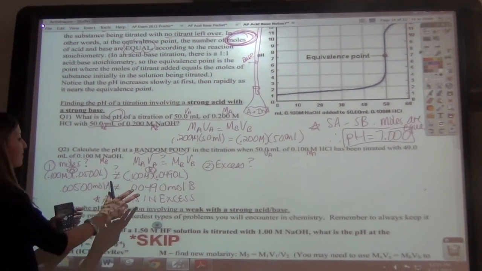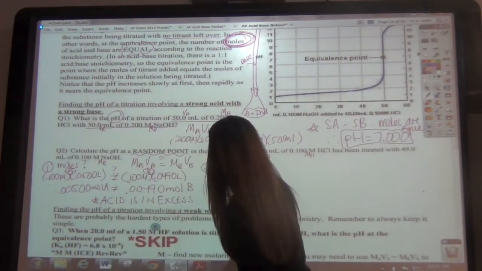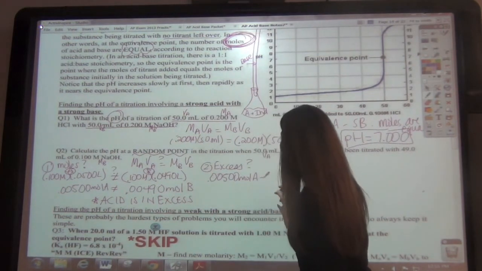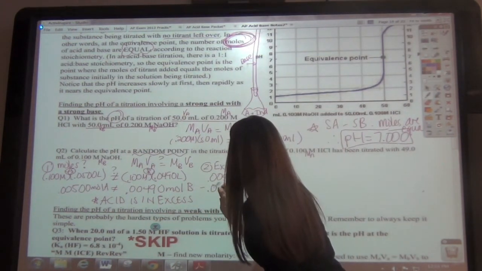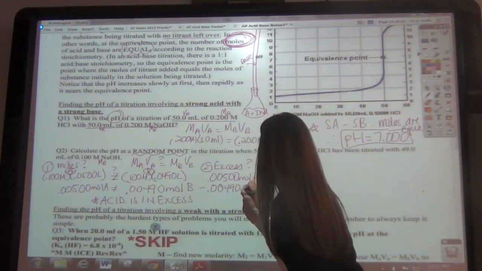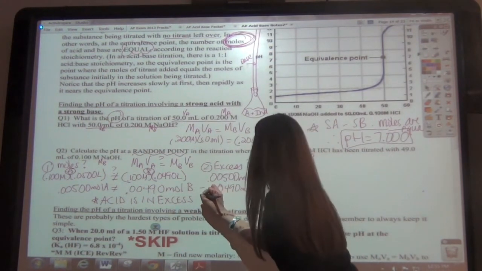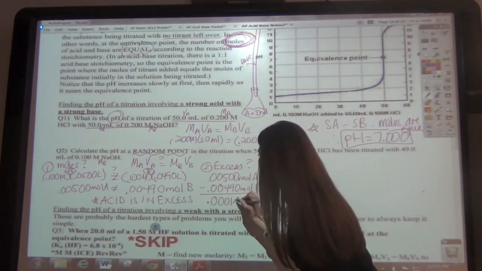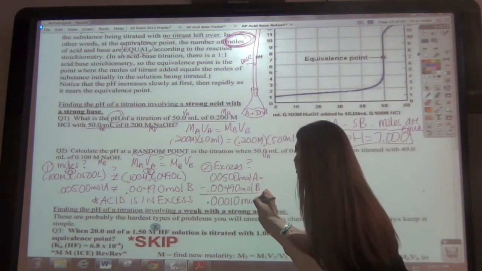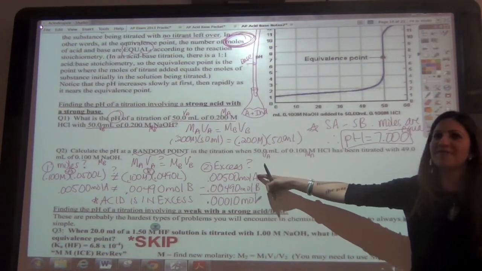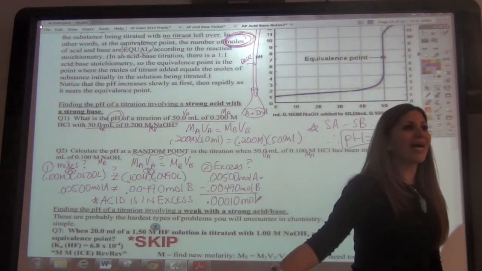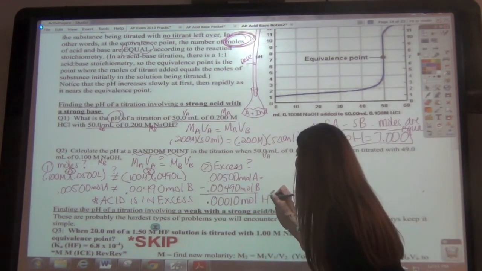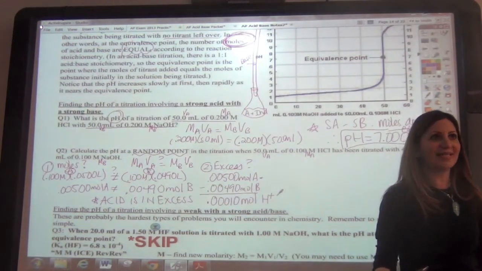Okay, so what we're going to do is we're going to figure out what's in excess. So we're going to do 0.00500 moles of our acid minus, and I'll just do it down here, minus the 0.00490 moles of our base. And so when we do that, we get 0.00010 moles. Well, the base is all gone, so all we're left with is acid. And which ion matters to us in the acid? H plus. Awesome. So this is our H plus ion, and that's the moles of the acid.